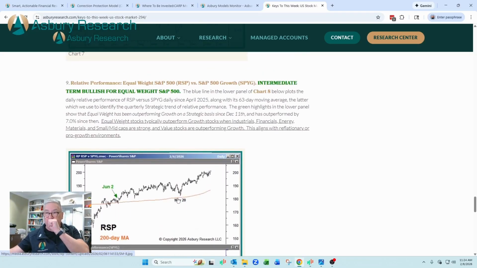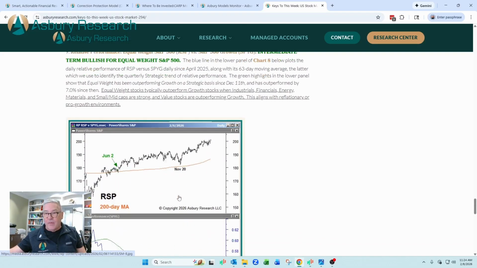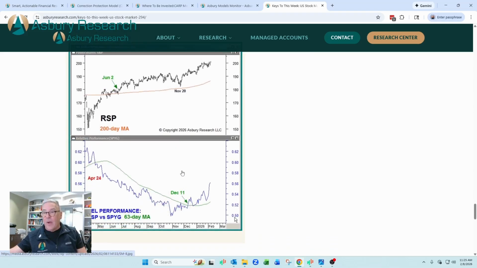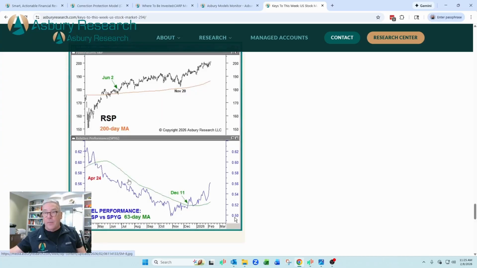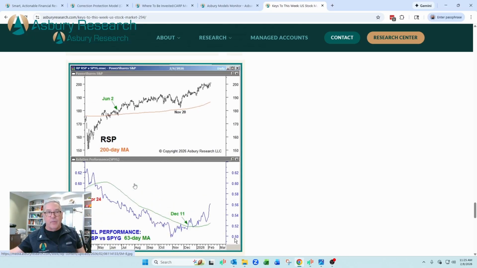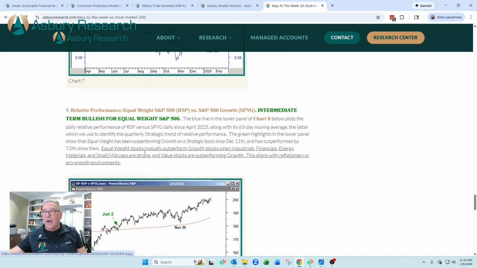RSP is equal weight S&P 500. The equal weight typically outperforms the S&P 500, or it outperforms growth when the market is uncertain or when it's starting to go down. There's no absolutes in the markets, but typically this is a defensive alignment where you have outperformance by equal weight stocks.